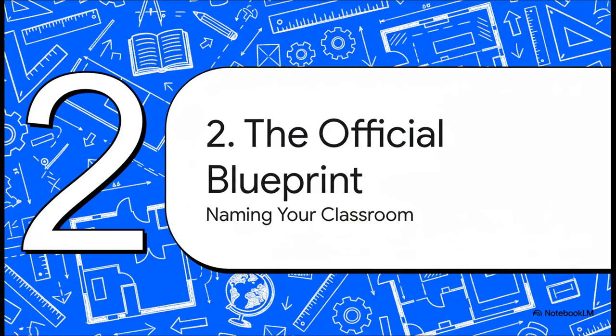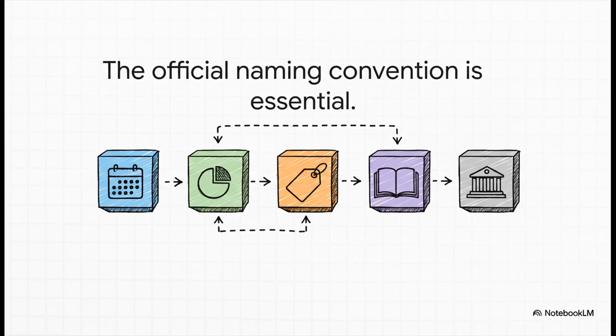All right, now for what might be the single most important step in this whole setup, the blueprint. This is all about naming your classroom the right way using the official standard. It might seem like a tiny detail, but trust me, it's absolutely crucial. So here it is, the magic formula. Year, then semester, the subject code, the subject name, and finally, your department. Following this blueprint isn't just a suggestion, it's pretty much essential for keeping the whole institution organized.